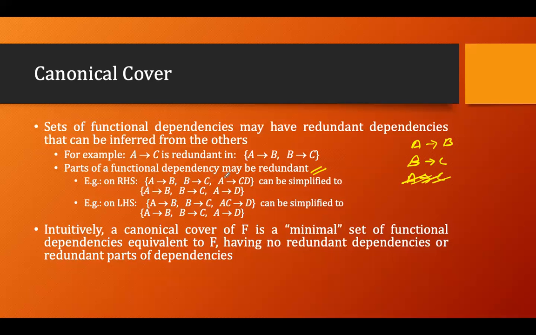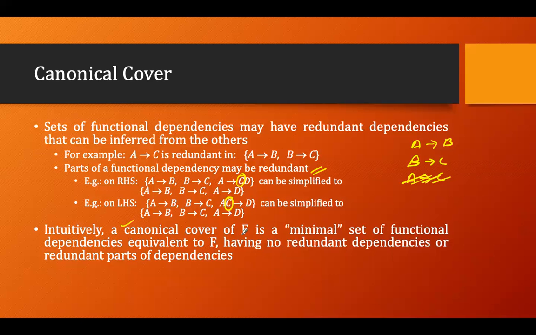A determines B, B determines C, A determines CD can be simplified to A determines B, B determines C, and A determines D. So here C was extra. In the left hand side part also, A determines B, B determines C, AC determines D can be simplified as A determines B, B determines C, and A determines D. So here we find out this attribute is extra. So what are the ways that we can find it out? In the left hand side part, do we have all the minimal cover, or in the right hand side part, do we have all the minimal cover? For that, we use the concept of canonical cover.